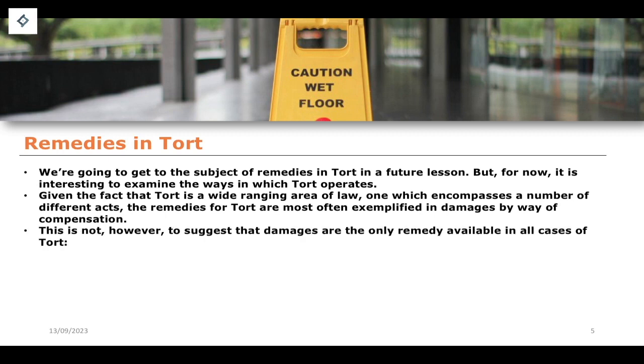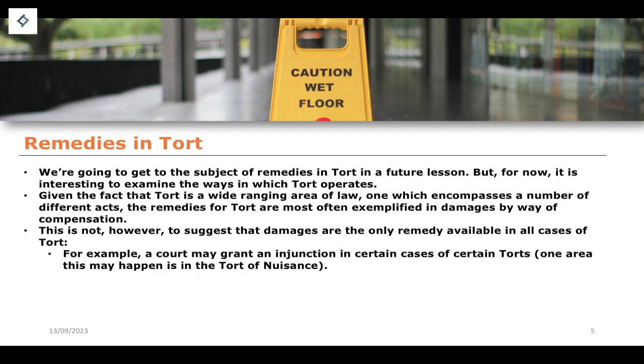But this is not to suggest that financial compensation is the only way in which you can get a remedy within the law of tort. There are other ways in which remedies can be applied to various different torts. So, for example, a court might grant an injunction in certain cases of torts. One area where this might happen might be in the tort of nuisance.